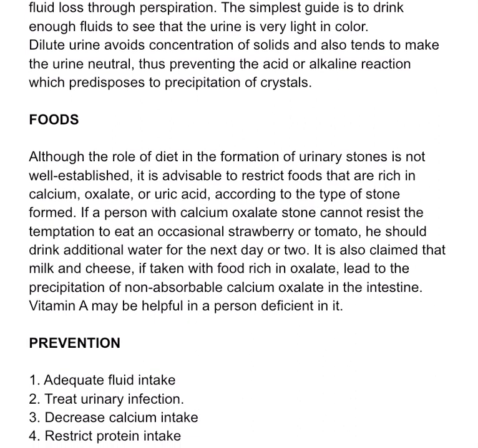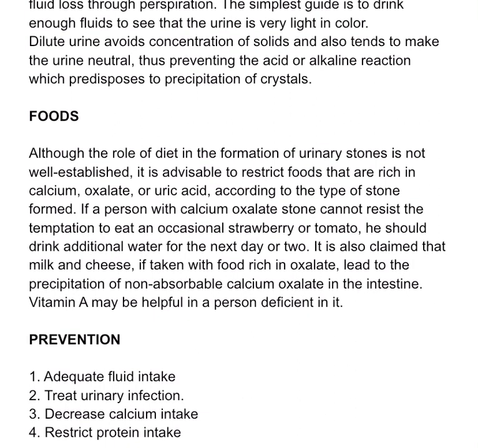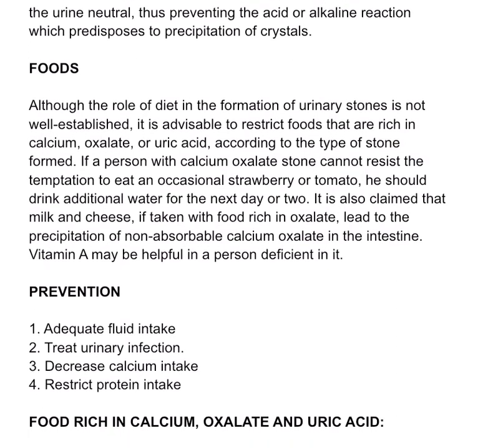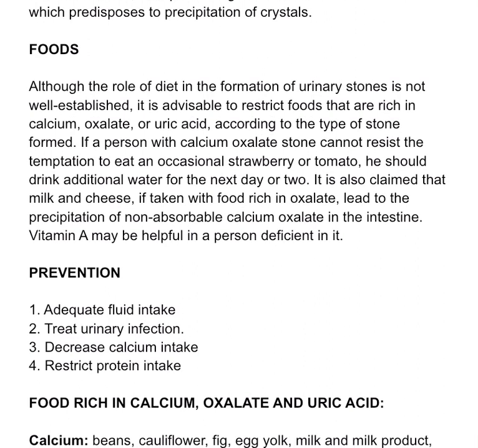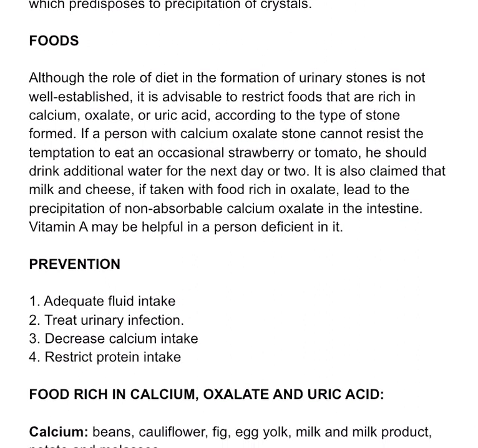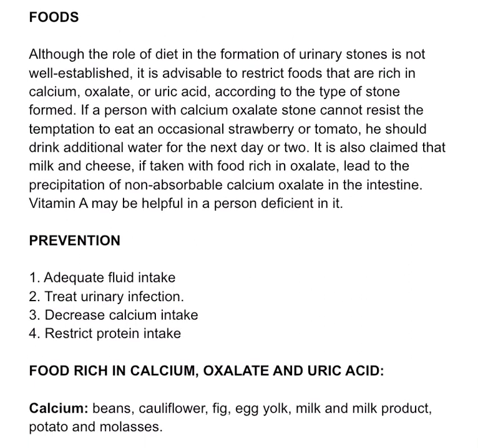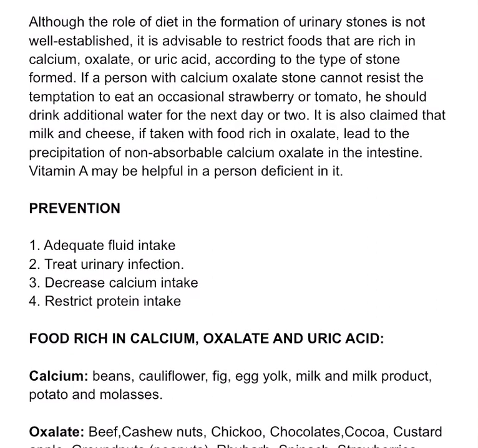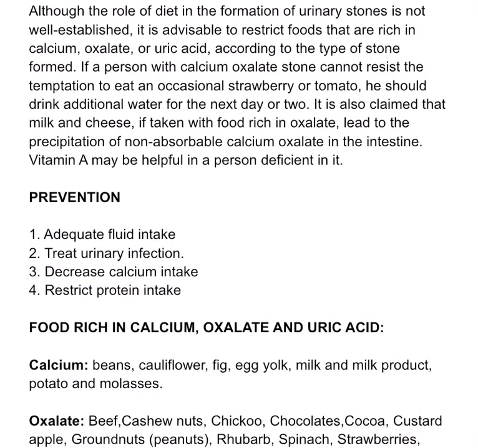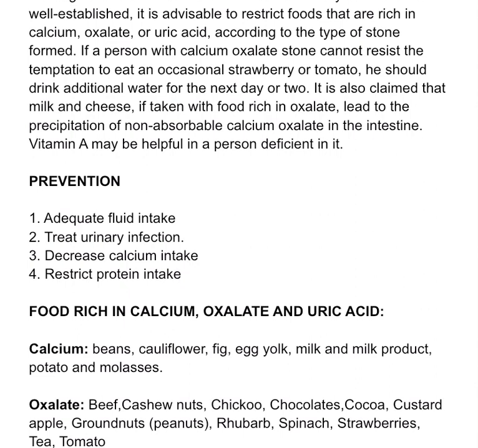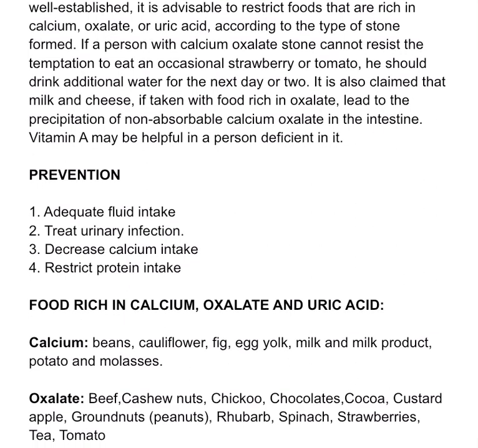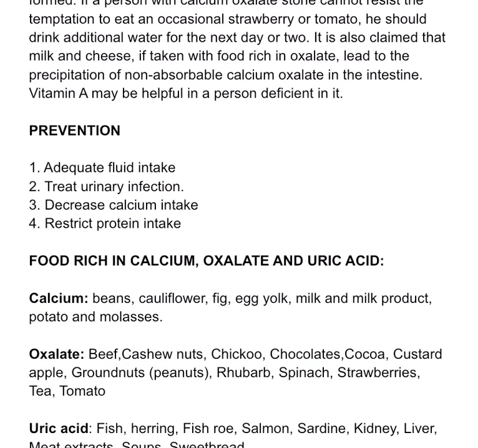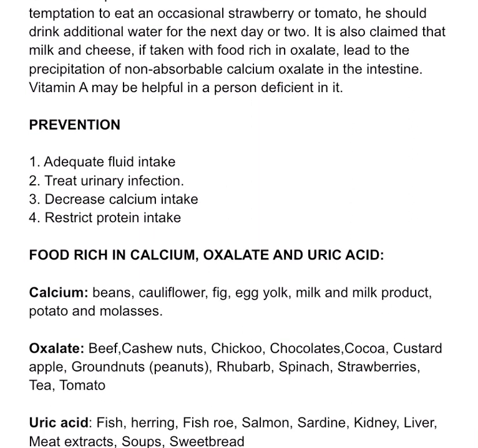The simplest guide is to drink enough fluids to see that the urine is very light in color. Dilute urine avoids concentration of solids and also tends to make the urine neutral, thus preventing the acid or alkaline reaction which predisposes to precipitation of crystals. Foods. Although the role of diet in the formation of urinary stones is not well established, it is advisable to restrict foods that are rich in calcium, oxalate, or uric acid, according to the type of stone formed. If a person with calcium oxalate stone cannot resist the temptation to eat an occasional strawberry or tomato, he should drink additional water for the next day or two.